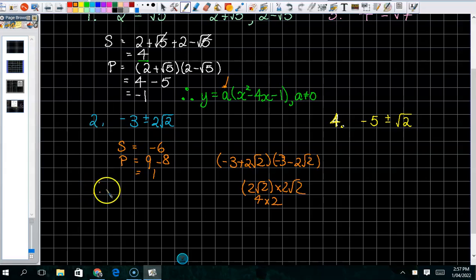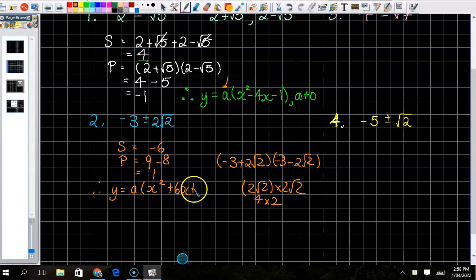So we're saying, therefore, y equals a x squared. Yes, I paused because I'm waiting for you to tell me. Plus 6, right? The sum is the middle term, reverse the sign. And keep the sign. A doesn't equal 0.